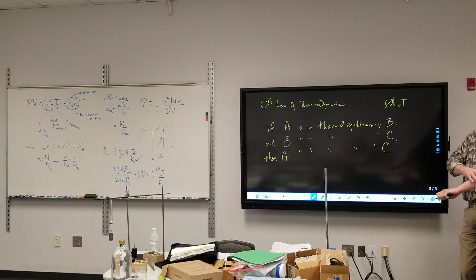Could the zeroth law possibly be about conservation of energy? That's the first law. So then what's the zeroth law? If A is in thermal equilibrium with B and B is in thermal equilibrium with C, then A is in thermal equilibrium with C. There's not a fast name for that? I kind of like transitive property of thermodynamics, but I haven't seen it written down anywhere.